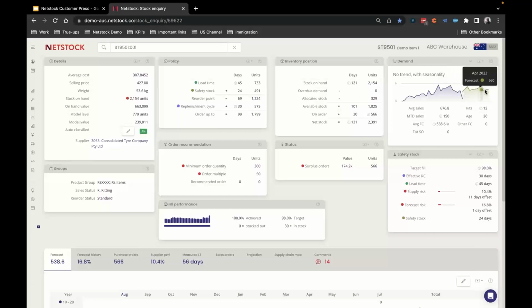We've automatically created a forecast for it, and you can see that it is a seasonal forecast. There's no trend with seasonality, so it's picked up some seasonality, and it's created a 12-month forecast automatically without your intervention required. And we will pick up, as I said, things like trends or seasonality in the sales history. So no need to try and figure that out or be stuck with a moving average forecast.